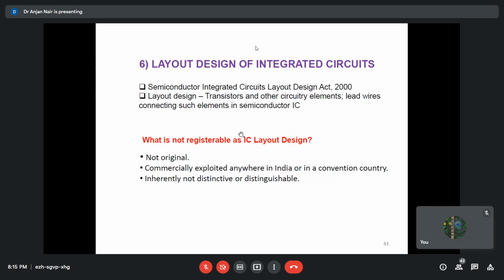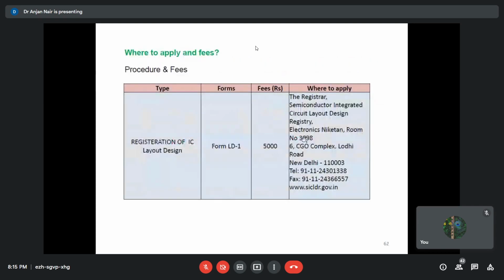If you are working in or interested in this area, don't file for a patent, but rather go for this IC layout design. The fee is 5,000 rupees. You have to file it in the Delhi office. Only one single form, very easy to apply.